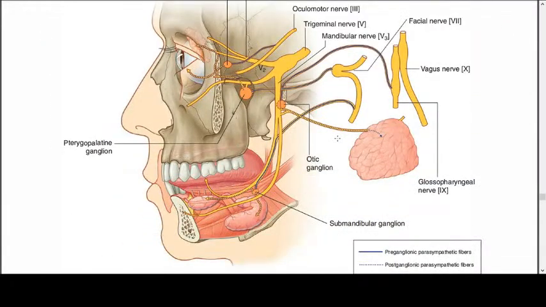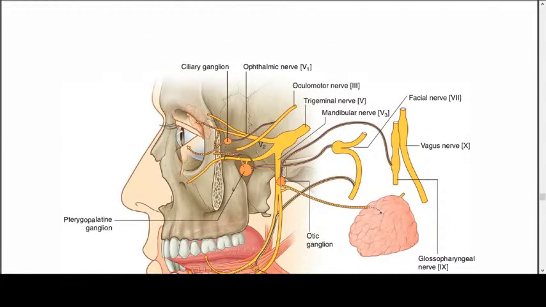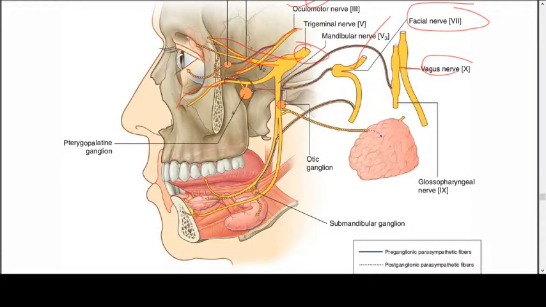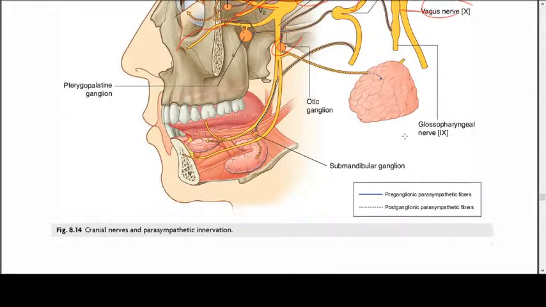Okay, let's look at this figure. At first there is the oculomotor nerve, which is nerve 3. This is the oculomotor nerve. This one is the trigeminal nerve. This one is the facial nerve. This one is the vagus nerve. What organ is this? It is a gland. Which gland? Submandibular gland. Okay, no, this is not the submandibular. Salivary gland, parotid gland, I think it is.